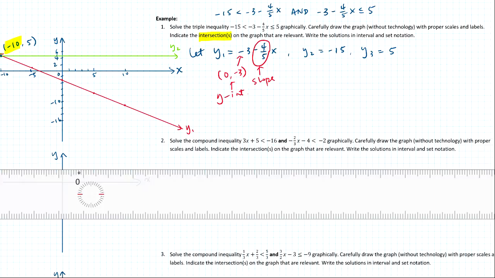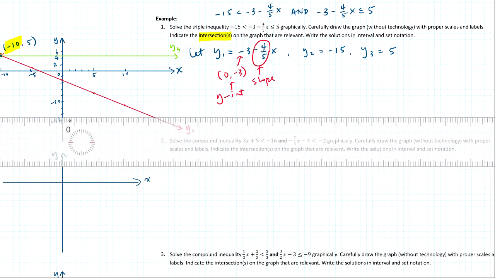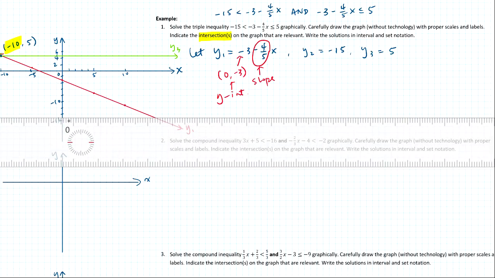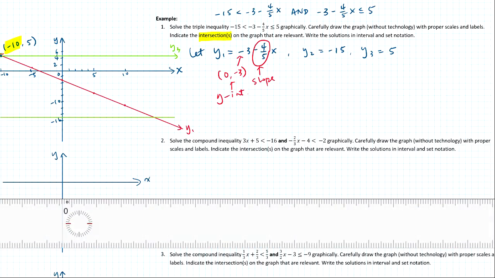And for the same argument, for the other restriction, we have y2 equals negative 15. Yeah, I mislabeled this. This should be y3, and y2 is negative 15. So we would go ahead and draw the line for negative 15 over here. And that's the other side of the restriction I get in this process. Again, they can be extended both ways over here.